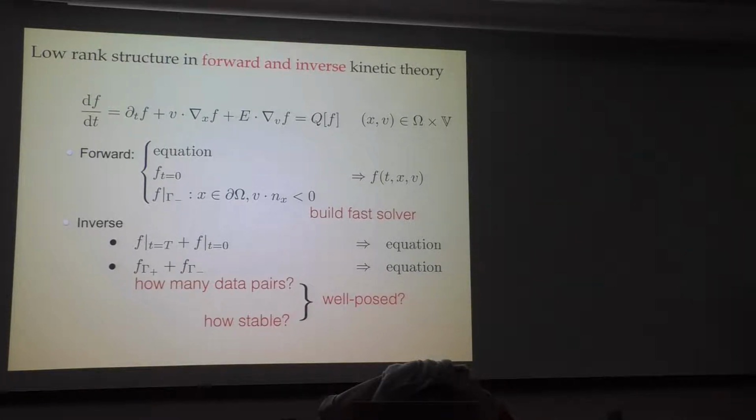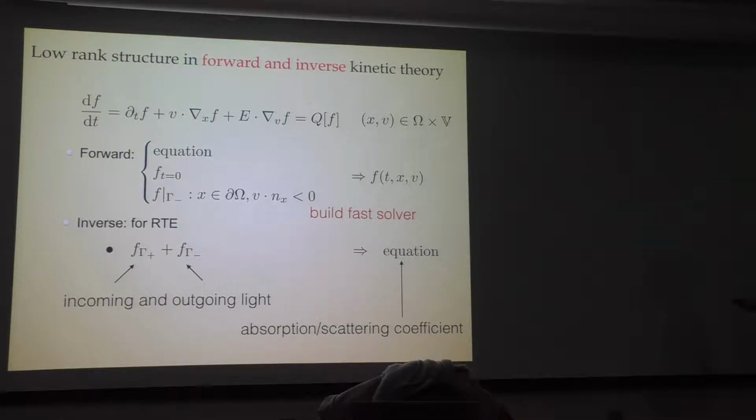So in some sense, mathematicians call it the well-posedness of the inverse problem. So in our case, for radiative transfer equation, for example, I give you the incoming and outgoing light. Can you reconstruct the absorption and scattering coefficient in the right-hand side, in the collision operator?